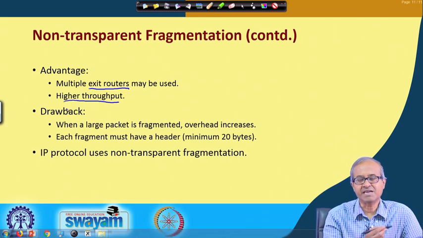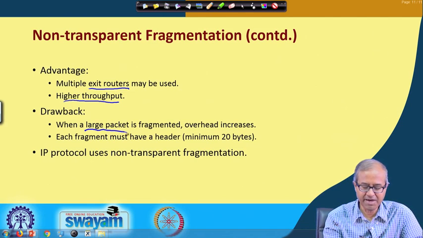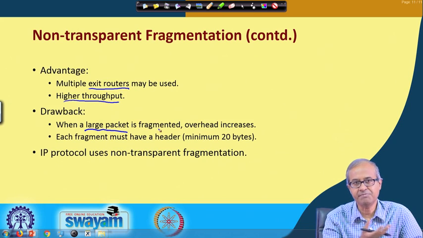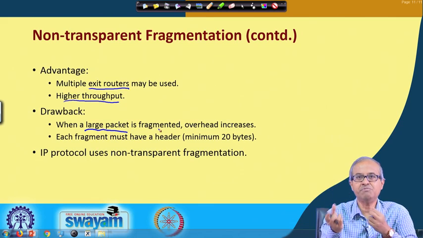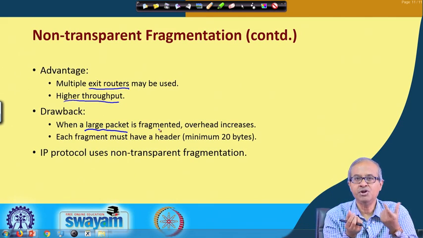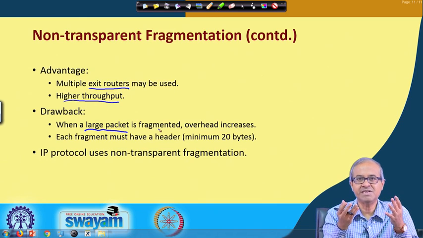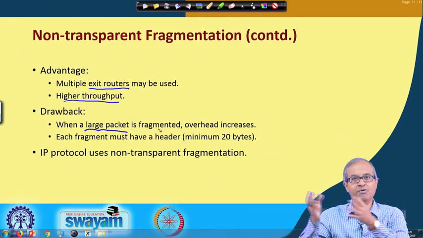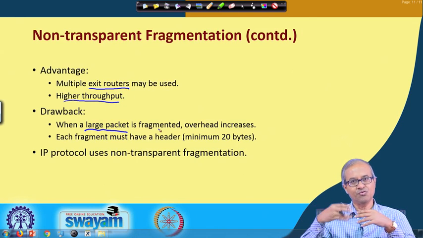But the drawback is that, as the previous example shows, if the original packet is large, there will be multiple fragments. In the previous example, there are 5 fragments created, and each of these 5 fragments are IP packets. So, there will be about 20 bytes of header. So, this header overhead will be increasing. So, the amount of data that will be flowing through the network in number of bits will increase.